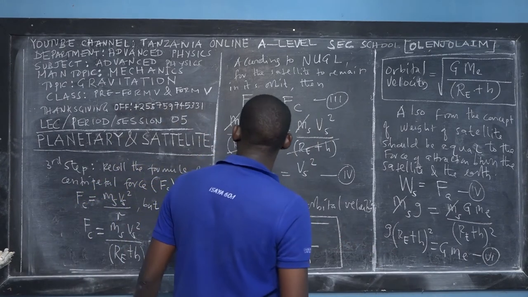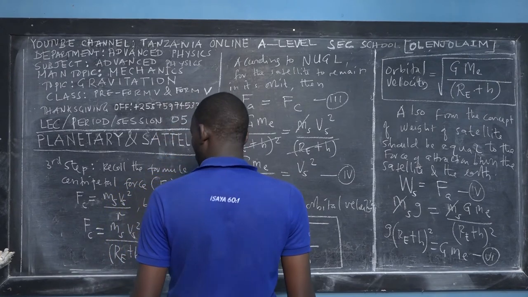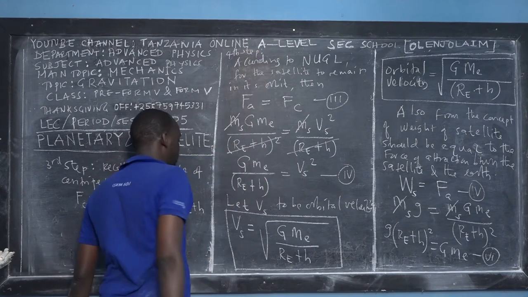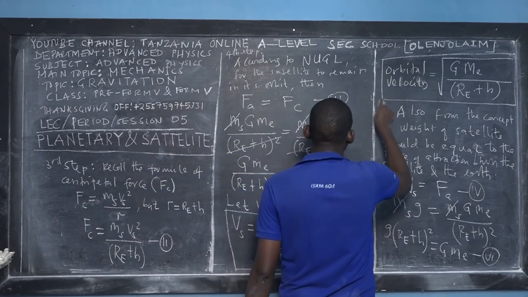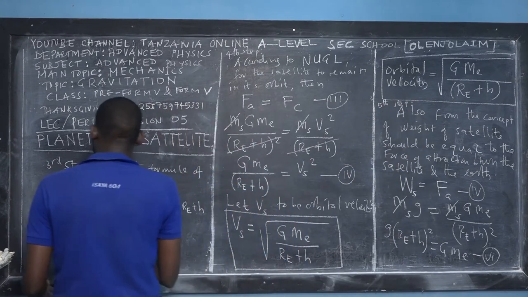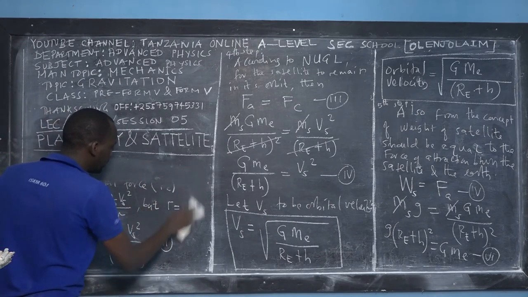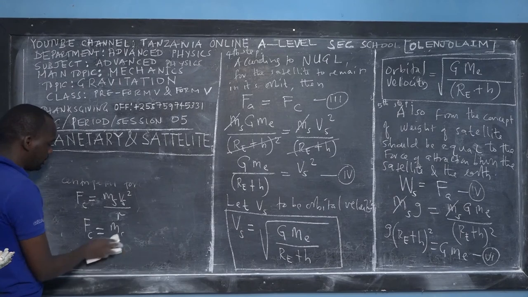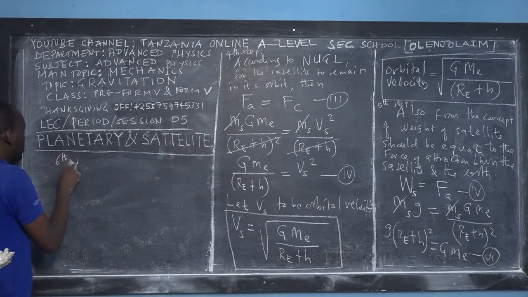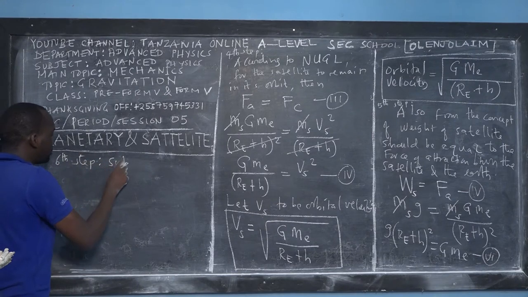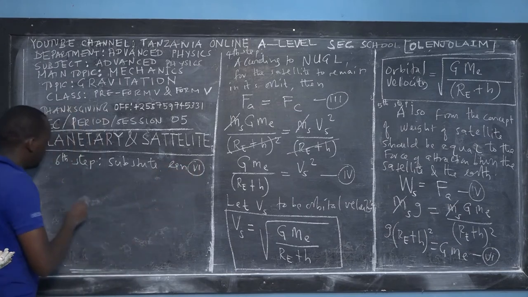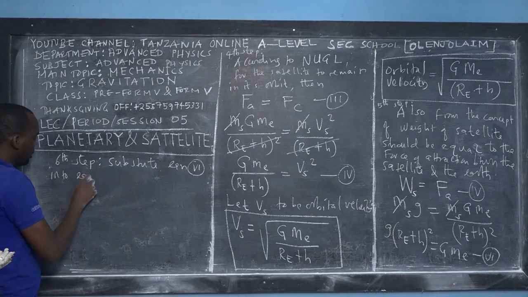I have been following some steps. According to Newton's universal law, this was the fourth step of the derivation. Then now this is the fifth step. So I want to take you to the sixth step. In the sixth step, we want to substitute equation 6 into equation 4.